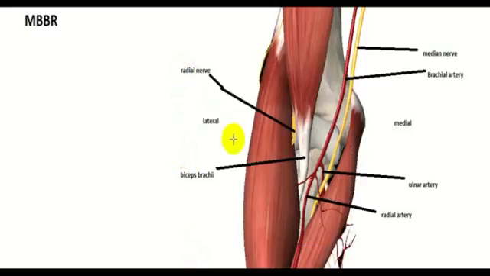So once again, the contents of the cubital fossa from medial to lateral are the median nerve, the brachial artery, the biceps brachii tendon, and the radial nerve. And if you look at this mnemonic, this represents the median nerve, this the brachial artery, this the biceps brachii tendon, and this the radial nerve. So it's at this point that we conclude this tutorial on cubital fossa. Thank you for your attention.